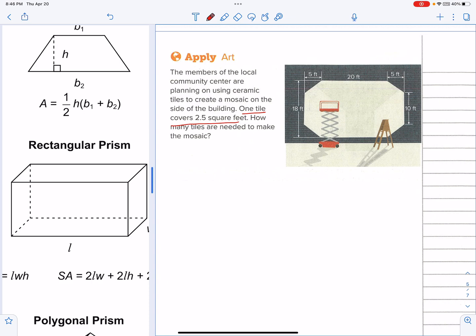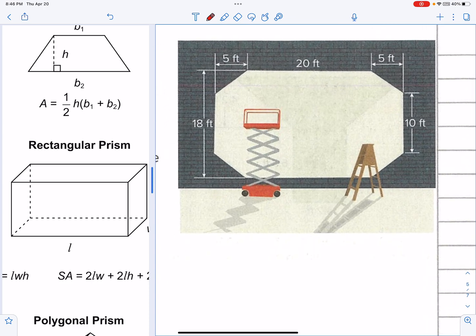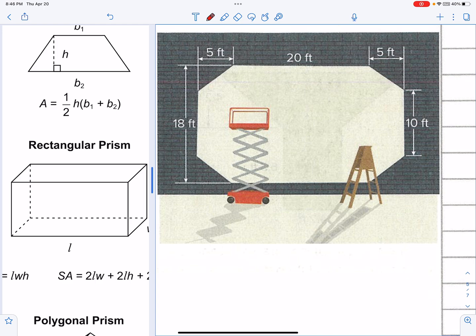Take a look at this and see what shapes you notice. Obviously, I see an octagon, but we don't have the formula for an octagon, so I am going to decompose it. Let's see. We could cut it this way, and maybe we have all those measurements. We could also cut it this way, and maybe we have those measurements for the two trapezoids. And the two trapezoids are the same, so that's convenient.